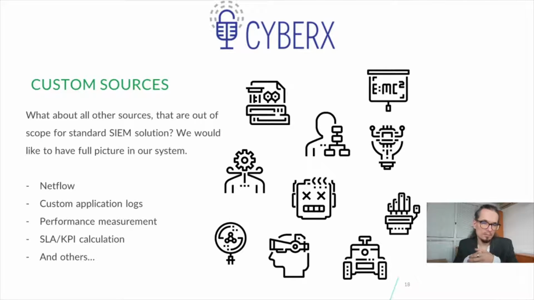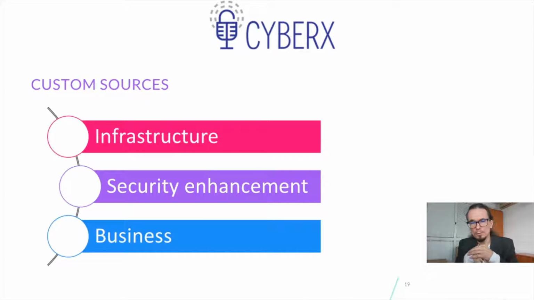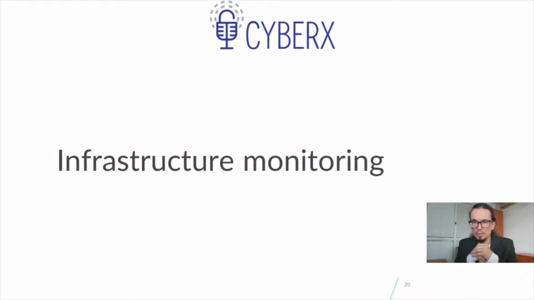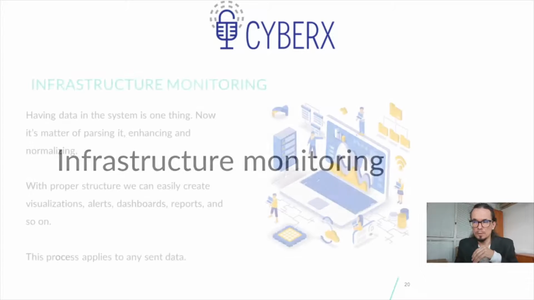And like I've mentioned before, we already have the mechanism of gathering the data, so why wouldn't we be able to gather all of that data? I've grouped all of those custom sources into three categories. The first one is infrastructure, the second is security enhancement, and the third one is the business data. So let's start with infrastructure monitoring and look at what we can do.